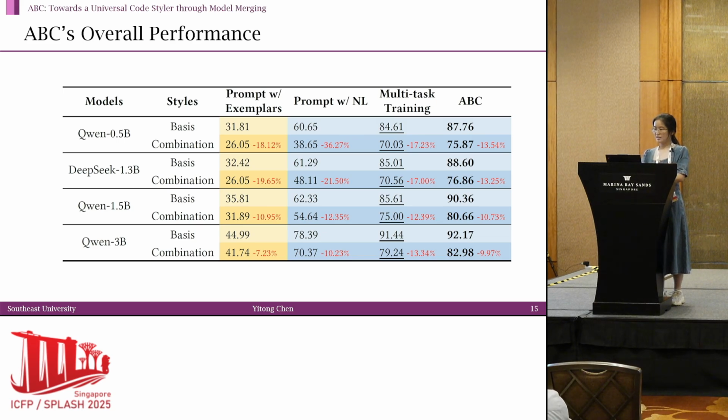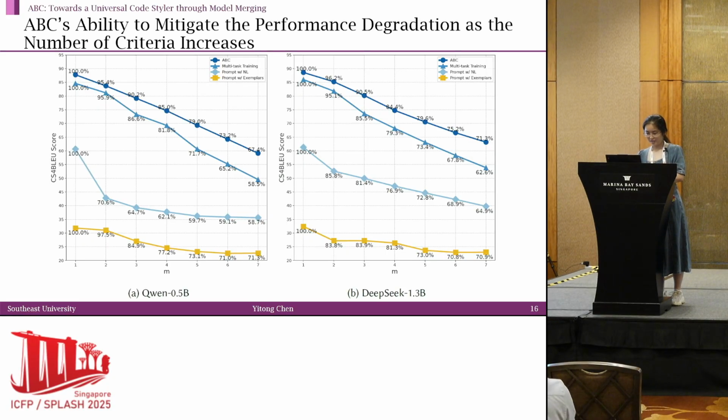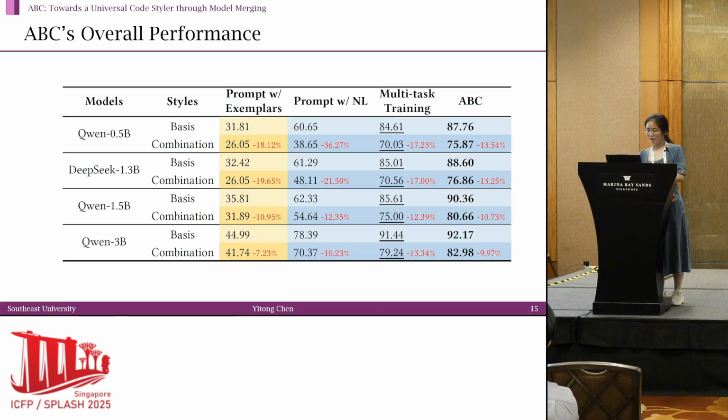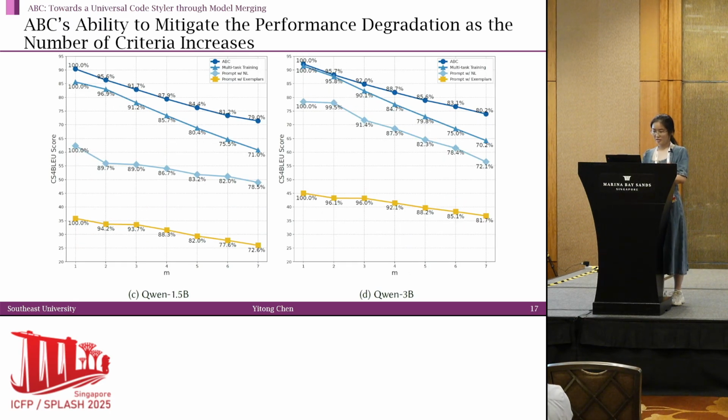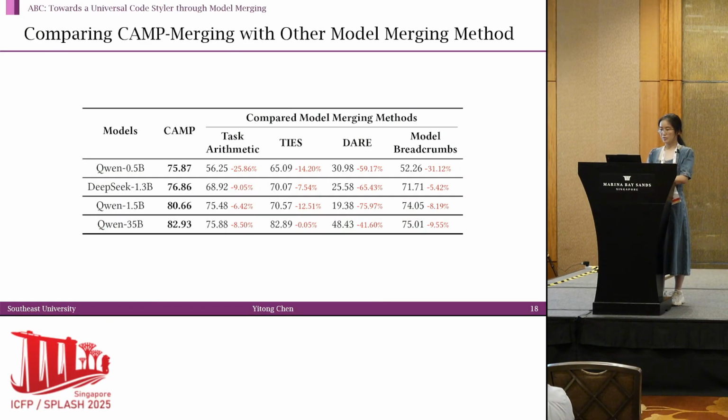Second, we present the average evaluation results. We can see that ABC can improve style transformation performance and also alleviate performance degradation from basic style to combination style. So we further investigate this ability. As the number of style criteria increases, the experimental results show that our criteria can effectively alleviate this performance degradation.